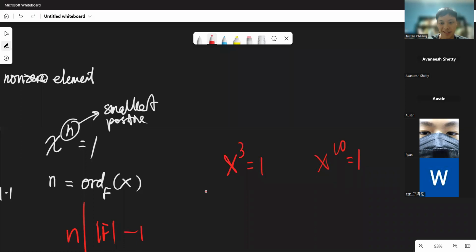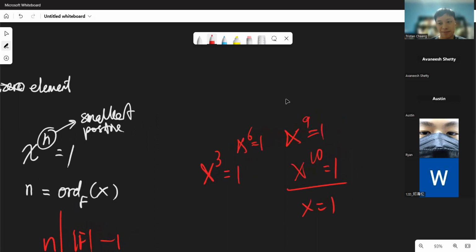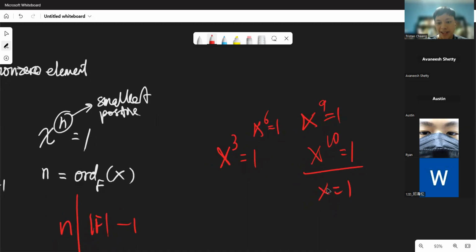That means x is 1, right? Cancellation law. By cancellation law, I mean AB equals AC implies B equals C. I cancel the x's, I get x equals 1. But then 3, you said it was the smallest. It's not the smallest anymore, it's suddenly 1. So contradiction. And that's basically how you prove it for the general case.